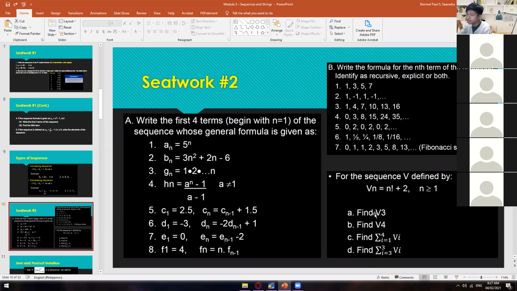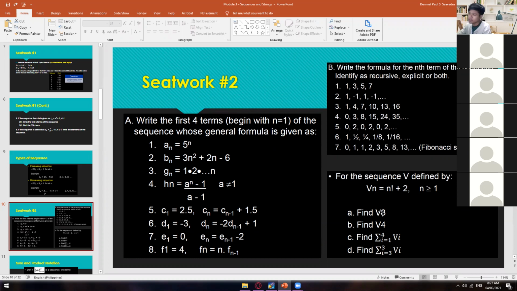So find the value of B sub 3, find the value of B sub 4, and then find the summation ranging from 1 to 4. Later on, we'll discuss what the summation is so you can answer this one. As of now, we only know how to answer letter A and B. But for C and D, we will discuss this and more examples later on for you to be able to answer this part of your seatwork number 2.